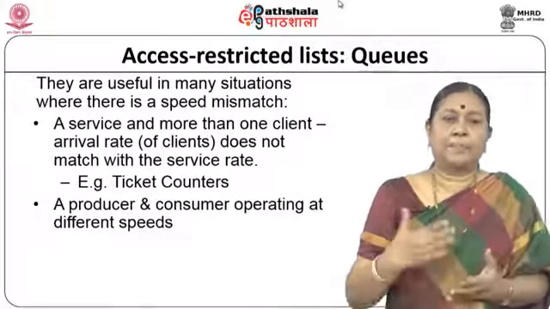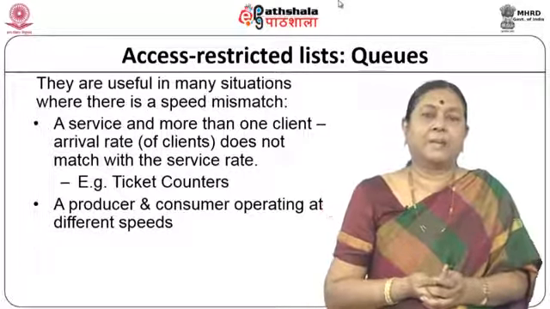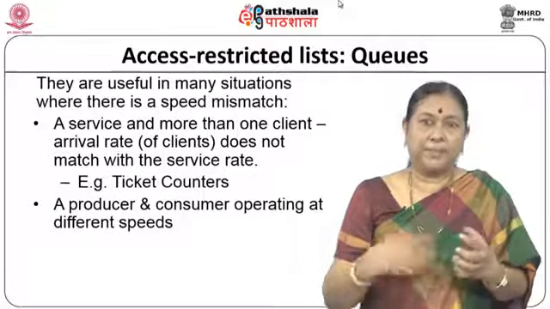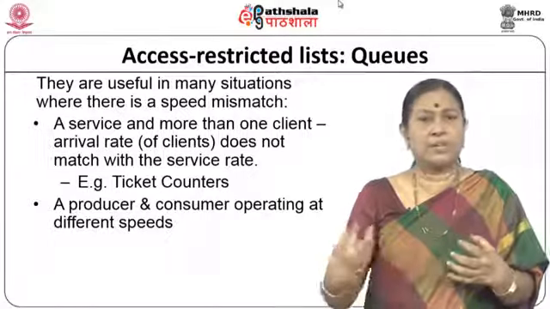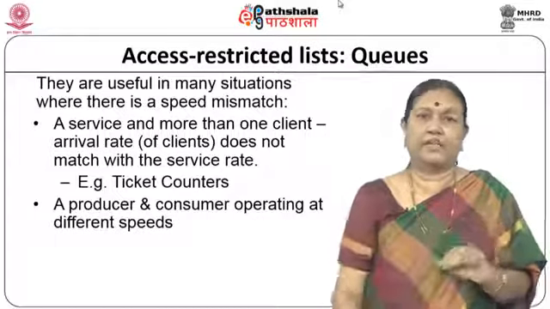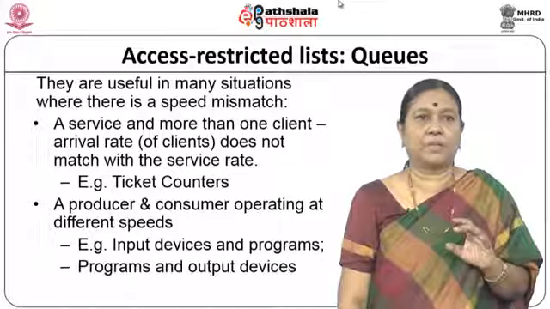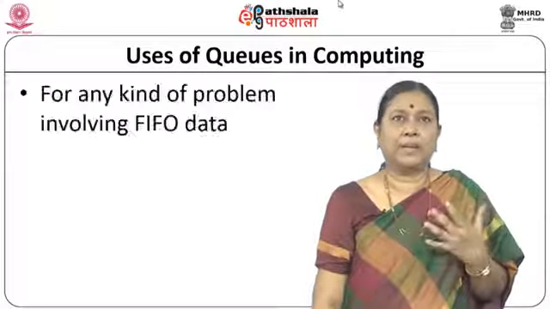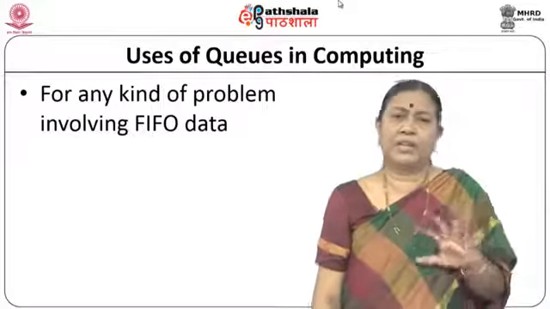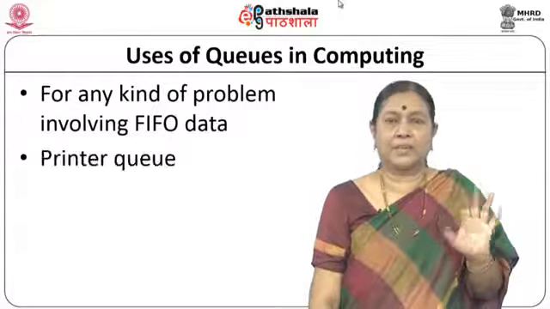Then again, a producer and a consumer operating at different speeds. I have a producer-consumer problem where people are producing things, but the consumers are consuming them at a slower speed, so these products again have to wait in a queue. Input devices and programs and outputs and so on. In computing, for any kind of problem involving FIFO, we need the queue. Very, very important data structures as far as computing is concerned.